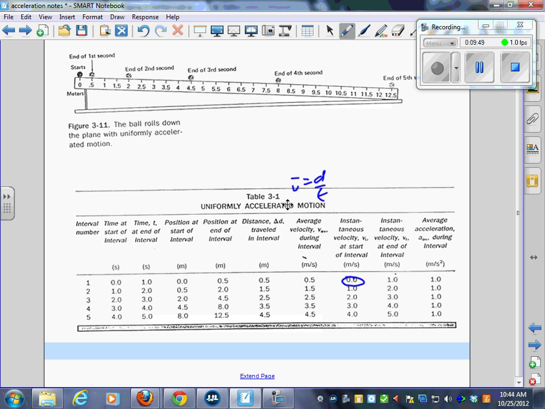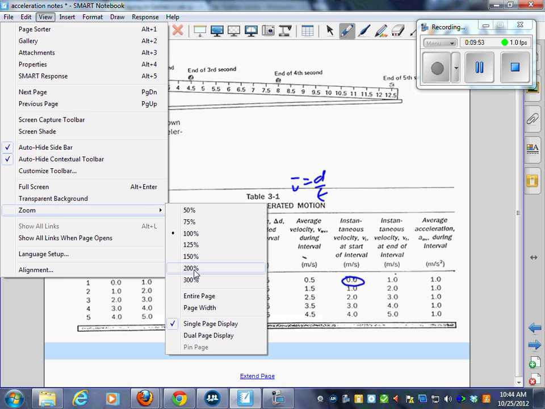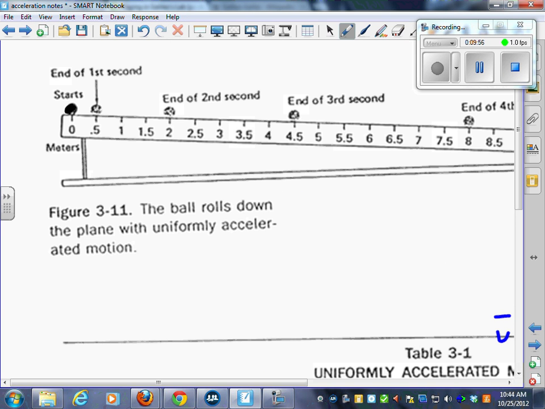Let me just zoom in a bit here and show you. If right here my speed is 0, and my average speed in between there is 0.5, well, how fast do I have to be going to average 0.5?